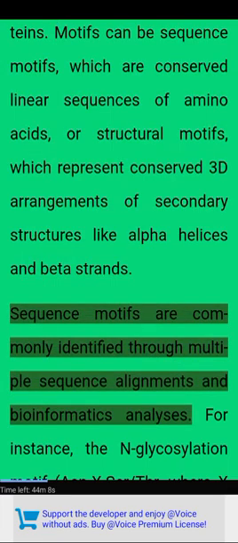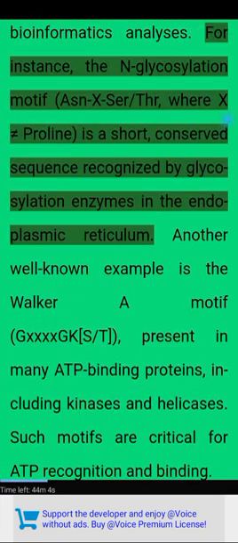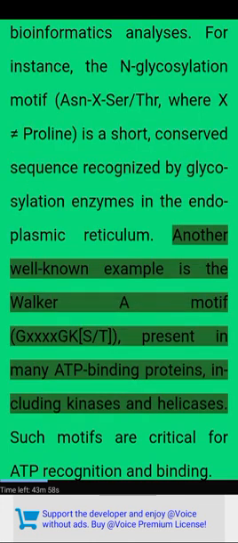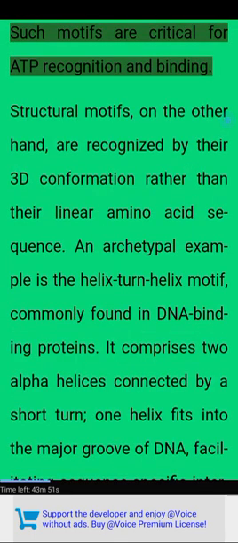Sequence motifs are commonly identified through multiple sequence alignments in bioinformatics analyses. For instance, the N-glycosylation motif Asn-X-Ser or Thr, where X does not equal proline, is a short, conserved sequence recognized by glycosylation enzymes in the endoplasmic reticulum. Another well-known example is the Walker A motif, GXXXXGKS/T, present in many ATP binding proteins, including kinases and helicases. Such motifs are critical for ATP recognition and binding.